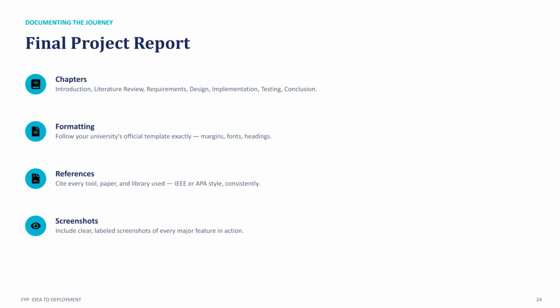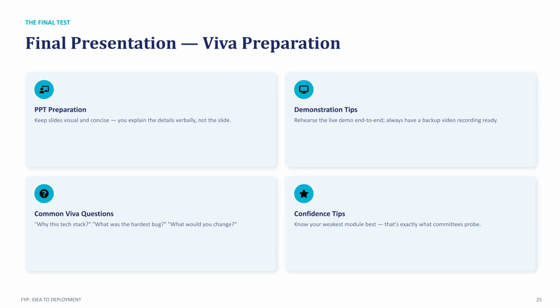Follow your university's formatting guidelines strictly for your final report. Include clear, labeled screenshots of your features and ensure all references are cited consistently, whether you use IEEE or APA style. For your final presentation or Viva, keep your slides visual and concise.